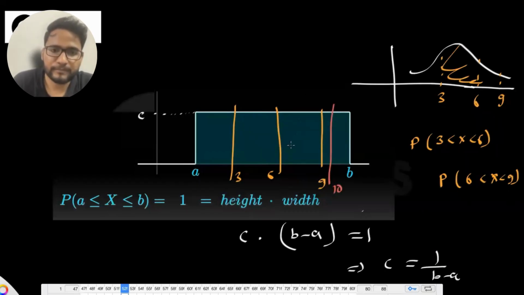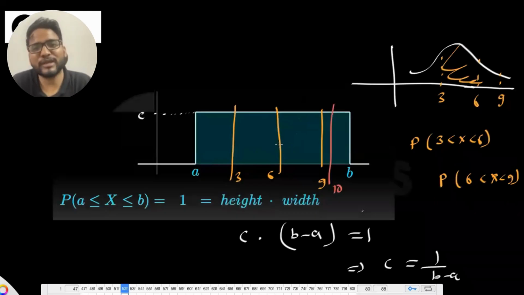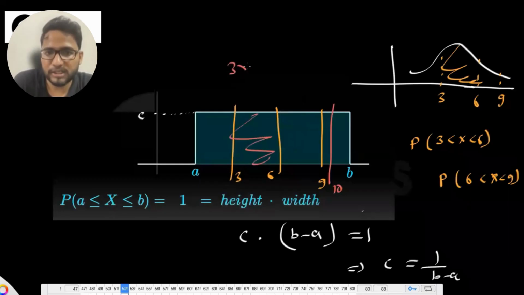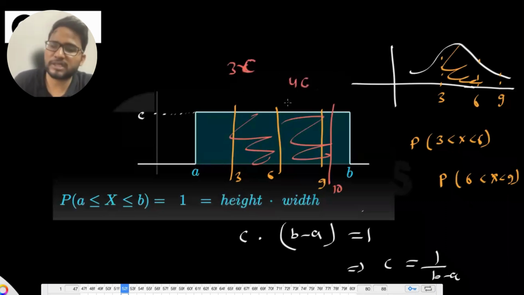Is this same? No, it cannot be same. How could it be same? 6 to 10 should be greater, right? I mean, you just calculate the area. Here, what is the area? This is 3 into C, I mean, this area is 3C. This area is 4C. So obviously, this 4C is greater, like there is no doubt in this. So basically, it depends on the length only.